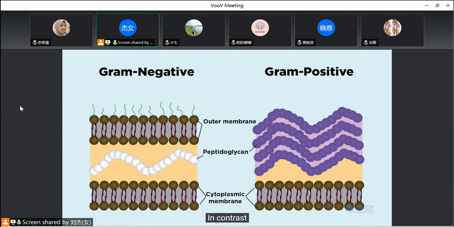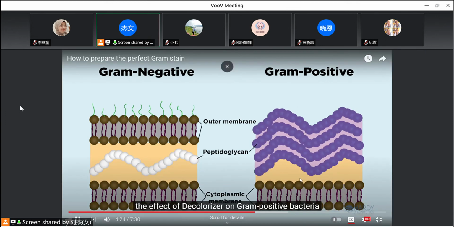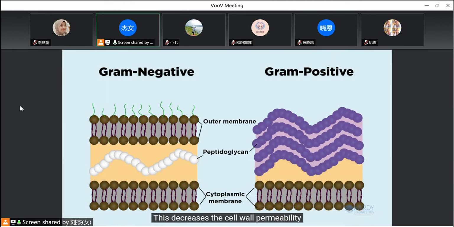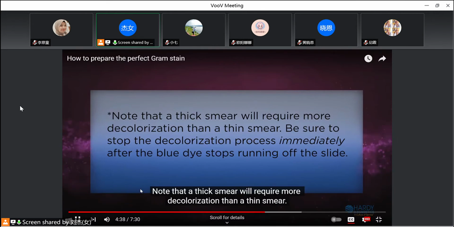In contrast, the effect of decolorizer on gram-positive bacteria is dehydration. This decreases the cell wall permeability, causing gram-positive cells to retain the crystal violet Gram's iodine complex. Note that a thick smear will require more decolorization. So as the gram-positive bacteria has a thick peptidoglycan layer, the color of the reagent can stay in their cell wall.